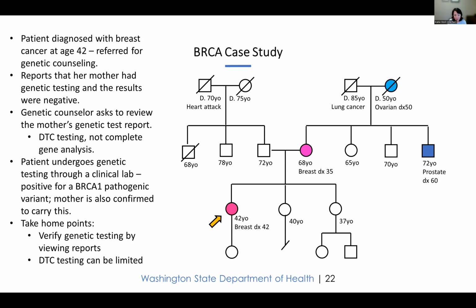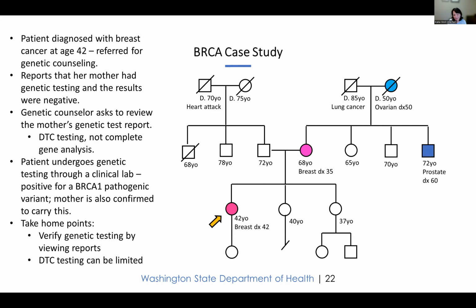This young patient with breast cancer then undergoes genetic testing through a clinical lab and finds that she does test positive for a pathogenic variant in the BRCA1 gene, which is later also confirmed in the patient's mother. And unfortunately, these types of scenarios are coming up quite a bit now, and it's especially challenging because oftentimes people are seeking these tests out because they know that there's a concern, and they're really hoping to get answers to these questions. So a couple of take-home points for this case.